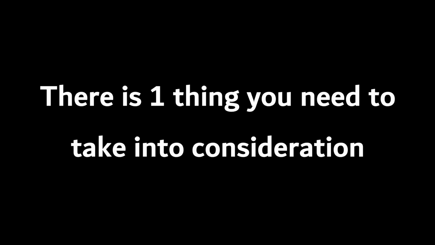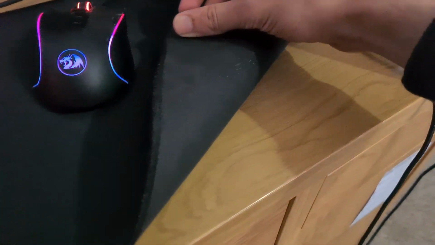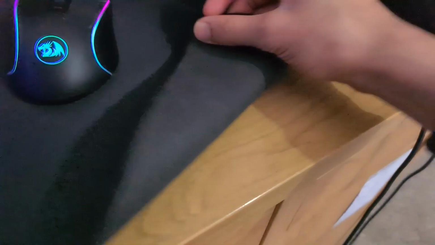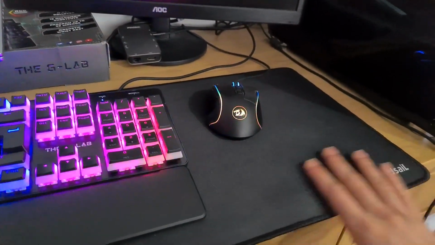to take into consideration, and that is the material used. The one that I have is made of this nylon stitch material, which is really soft to the touch and has this rubber material on the bottom, which stops it from sliding around when I'm moving my keyboard or mouse around. Now, the reason I mentioned this is because this isn't my first desk mat.